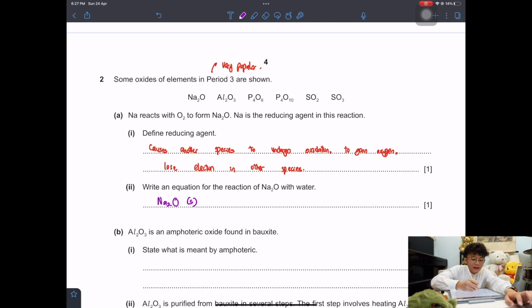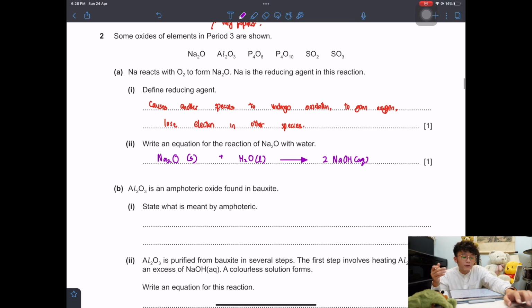Okay, let's go. Na2O plus H2O, liquid. And eventually, it turns into an alkaline solution, which is NaOH in aqueous form. So put 2 here, and 1, 2, 3, 4, 1, 2, 3, 4. The equation is balanced, right? Done. Okay, next, what is meant by amphoteric?